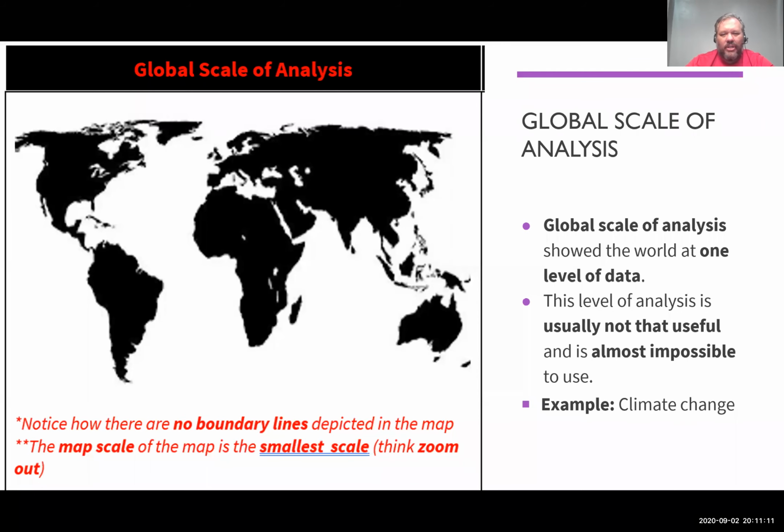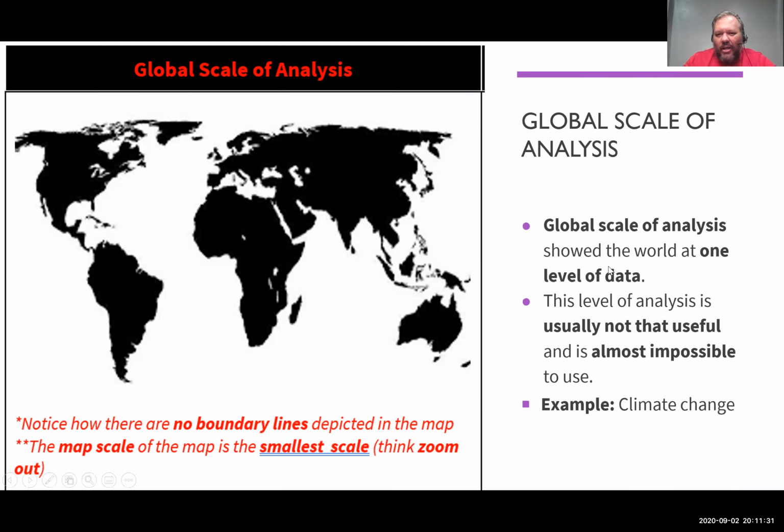All right. So let's look at a global scale of analysis first. So this would be obviously a map of the world. There are no boundary lines depicted anywhere. That's how we know this is a global scale. They're not breaking it up into smaller units. All right. This is about the smallest scale we can get of Earth.